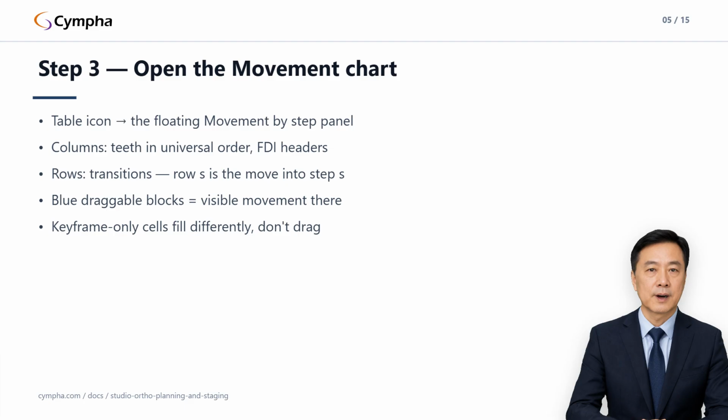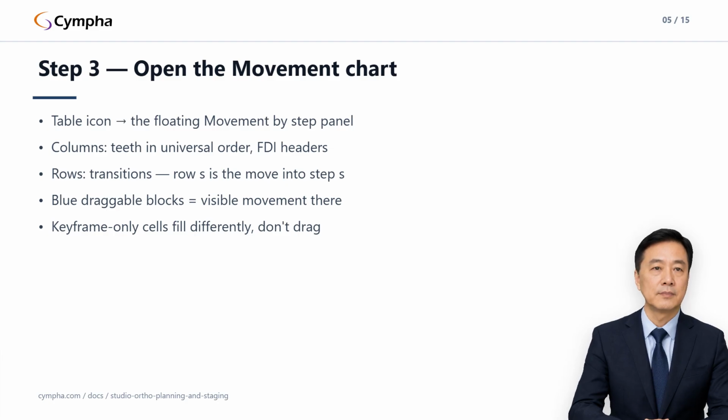Inside the grid, blue draggable blocks mark the cells where that tooth has visible movement on that transition. Those blocks are the plan, made tangible. Keyframe-only cells may show a different fill without being draggable. Read a column top to bottom and you're reading one tooth's biography across the whole treatment.